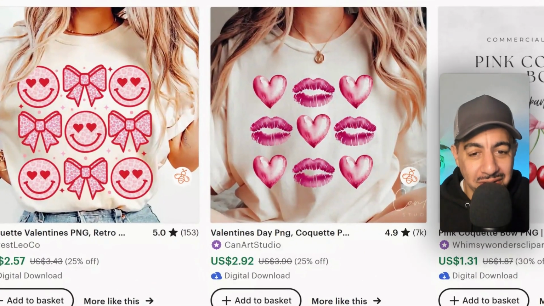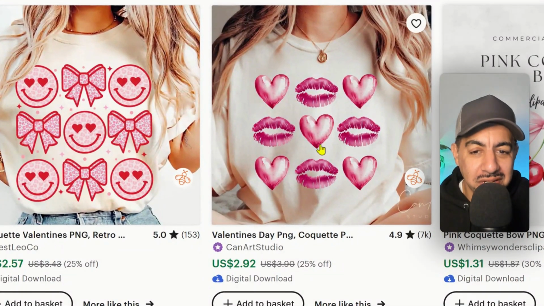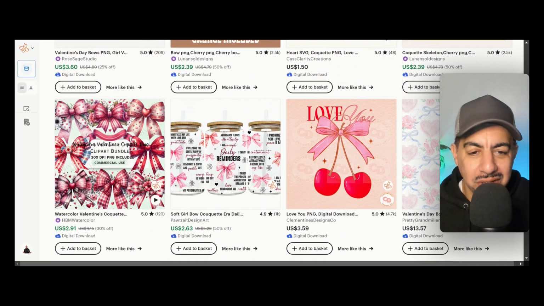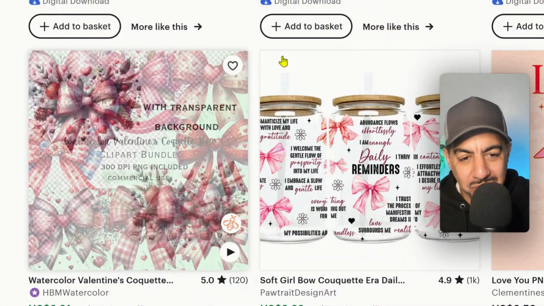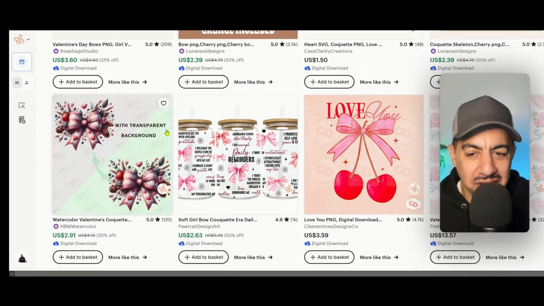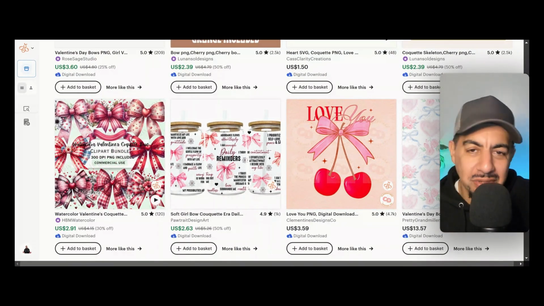And again, look at these. These are quite nice. Look at that. Lips and hearts. And here's a whole bundle of sort of these ones, coquette, in that sort of Valentine flavor. But yeah, guys, I'm going to leave it there.